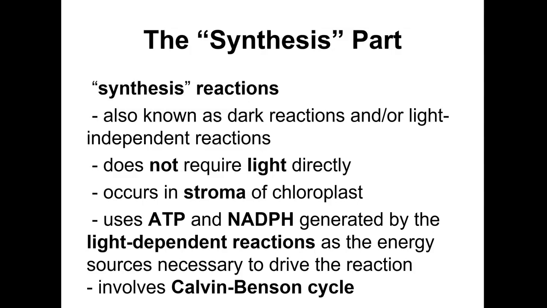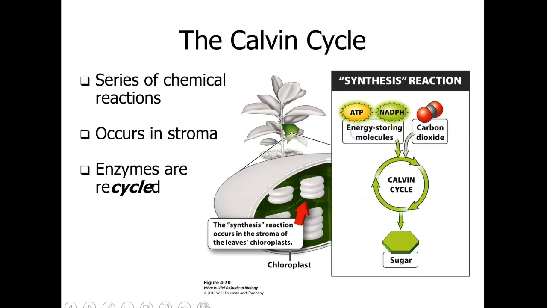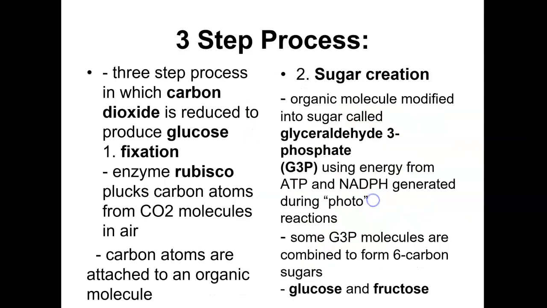It's going to use the ATP and NADPH generated from the light-dependent reaction that we just did to create the energy. This is going to involve what we refer to as the Calvin cycle or even the Calvin-Benson cycle. So in the Calvin cycle, it's going to be a series of chemical reactions that occur in the stroma, and it's going to use enzymes that are recycled. So here we see in the picture, it's going to take an ATP, an NADPH, carbon dioxide, and it's going to go around and end up making sugar.